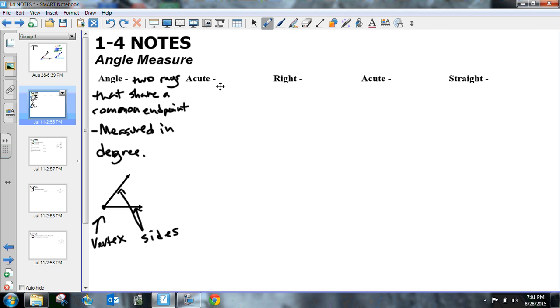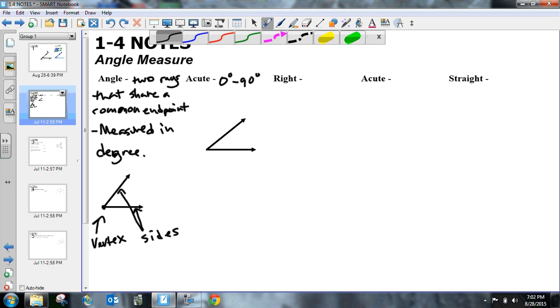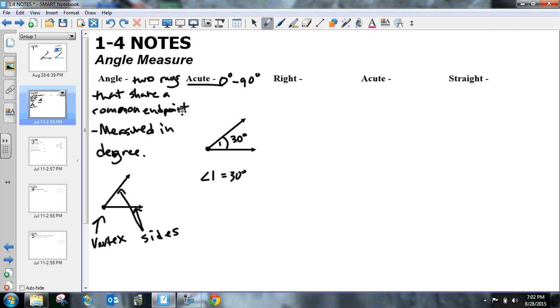We've got a couple different kinds. We have an acute angle. An acute angle is an angle that measures from 0 to 90 degrees. So any angle that has an angle measure between 0 and 90 degrees, we'd call acute. If I was to draw a generic angle here, let's just call it 30 degrees, and it's called angle 1. So we'd say angle 1 is equal to 30 degrees, and we would call that an acute angle, because it has a measure of 30 degrees.